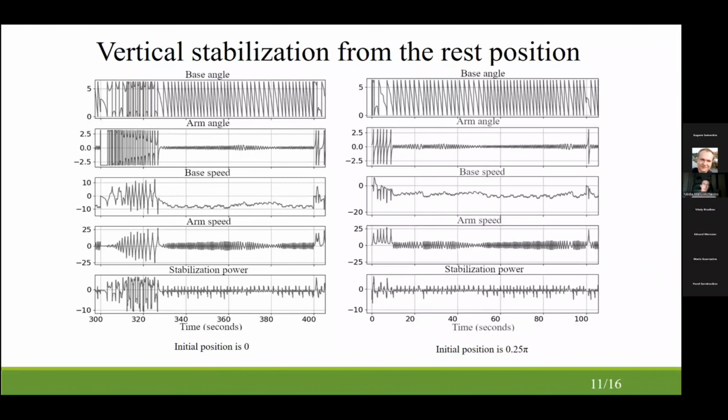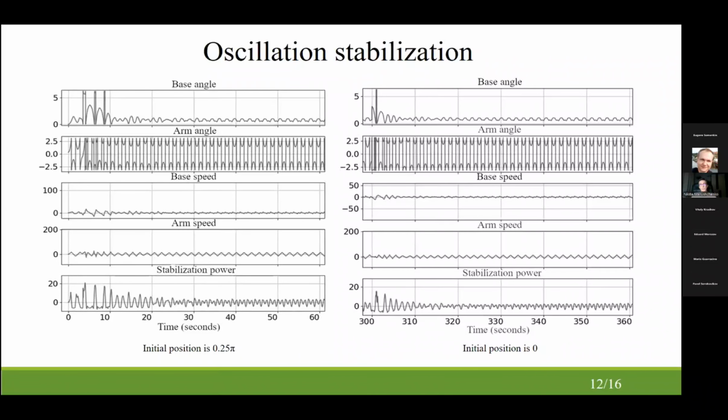And then at some point, it rotates and stays in the position near the 0 value. On the right, I have a graph which shows the same model, but with a different initial position. The initial position for the group of graphs on the left is 0, but the initial position for the group of graphs on the right is 0.25p.